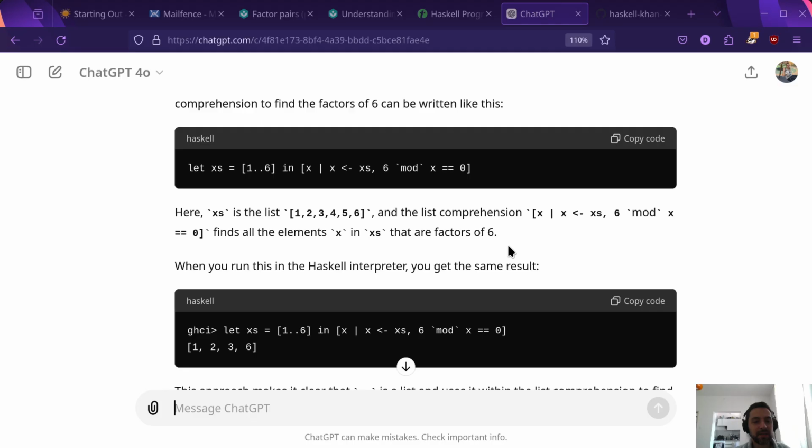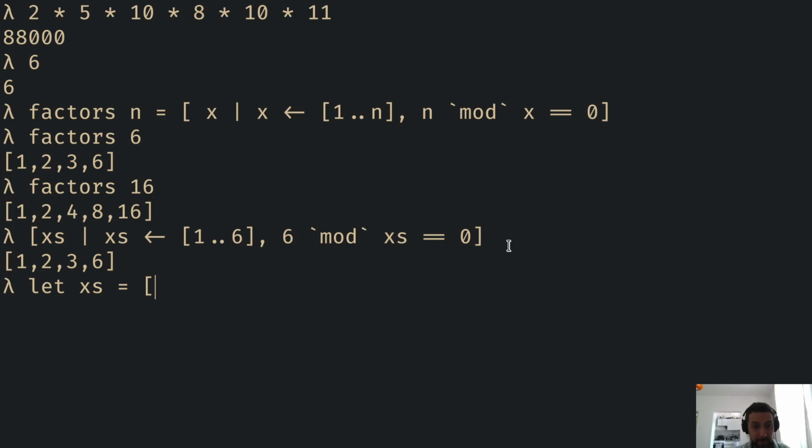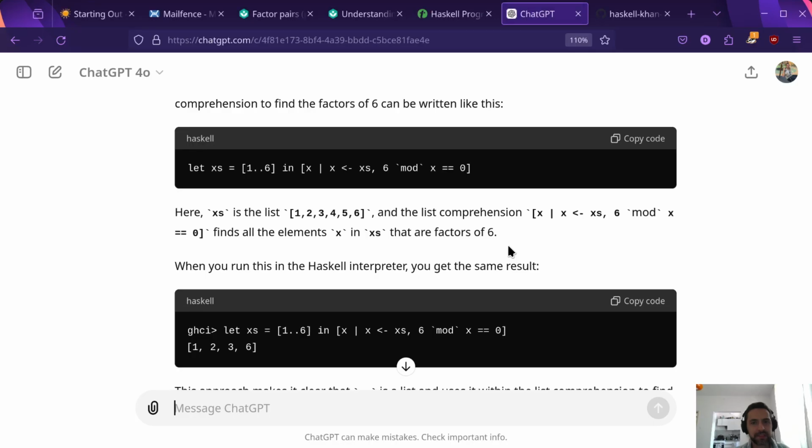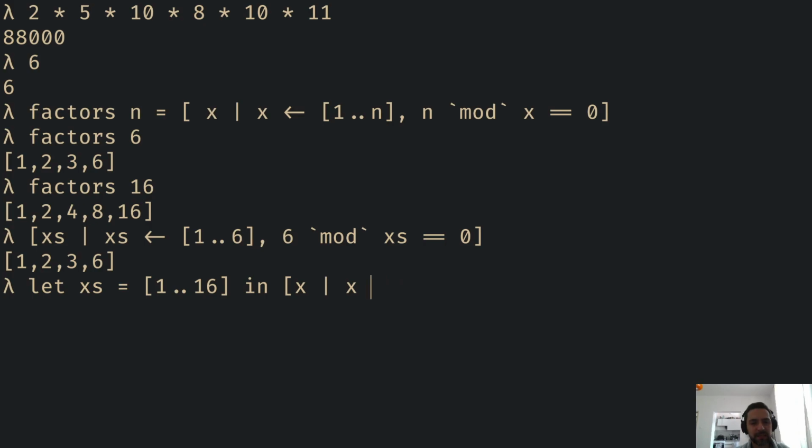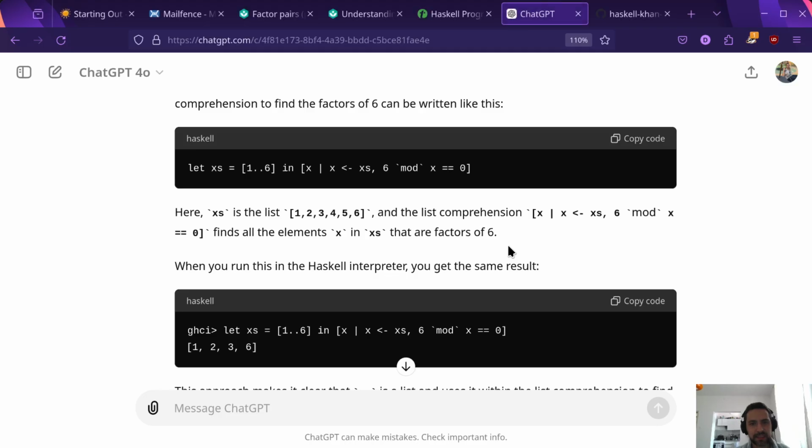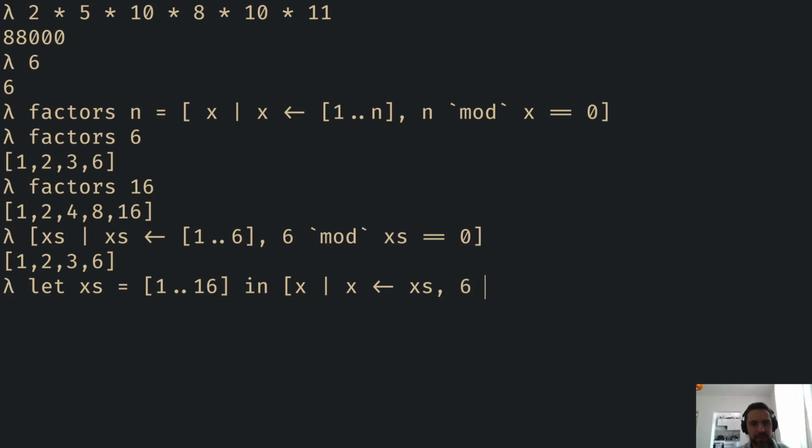Or let x's be what? Let's do a number, as he says, 16. In x, the x itself takes a list of these x's. And then 16 mod x is 0.